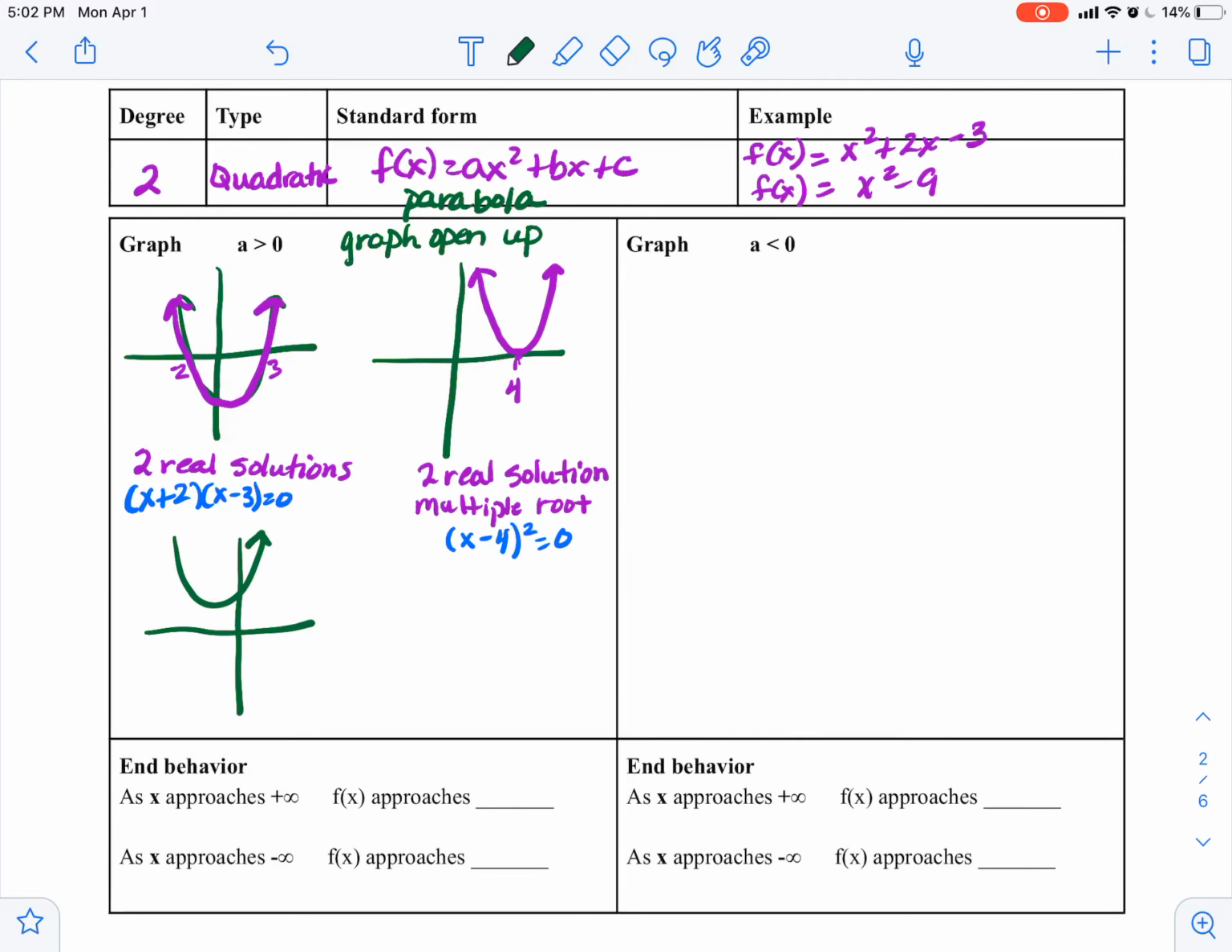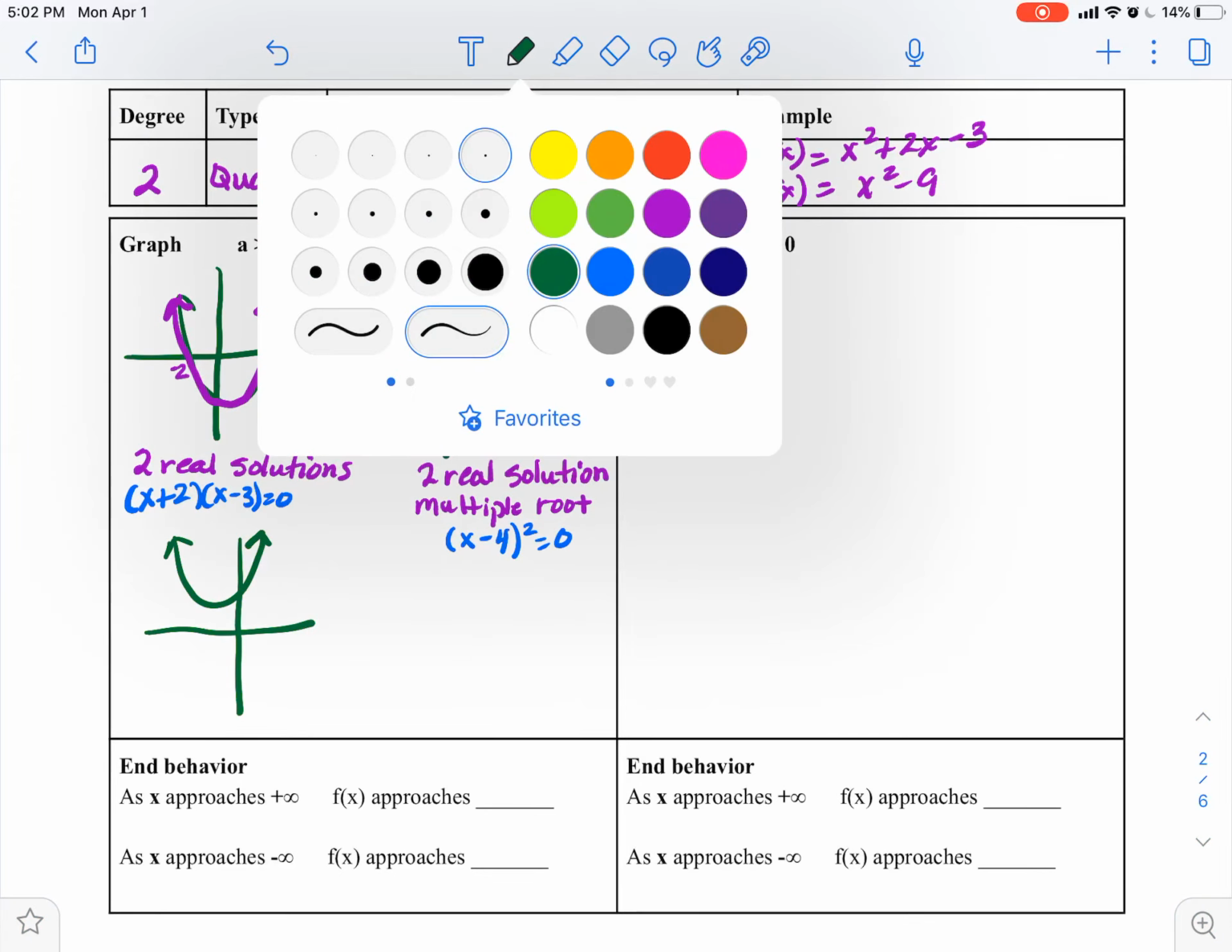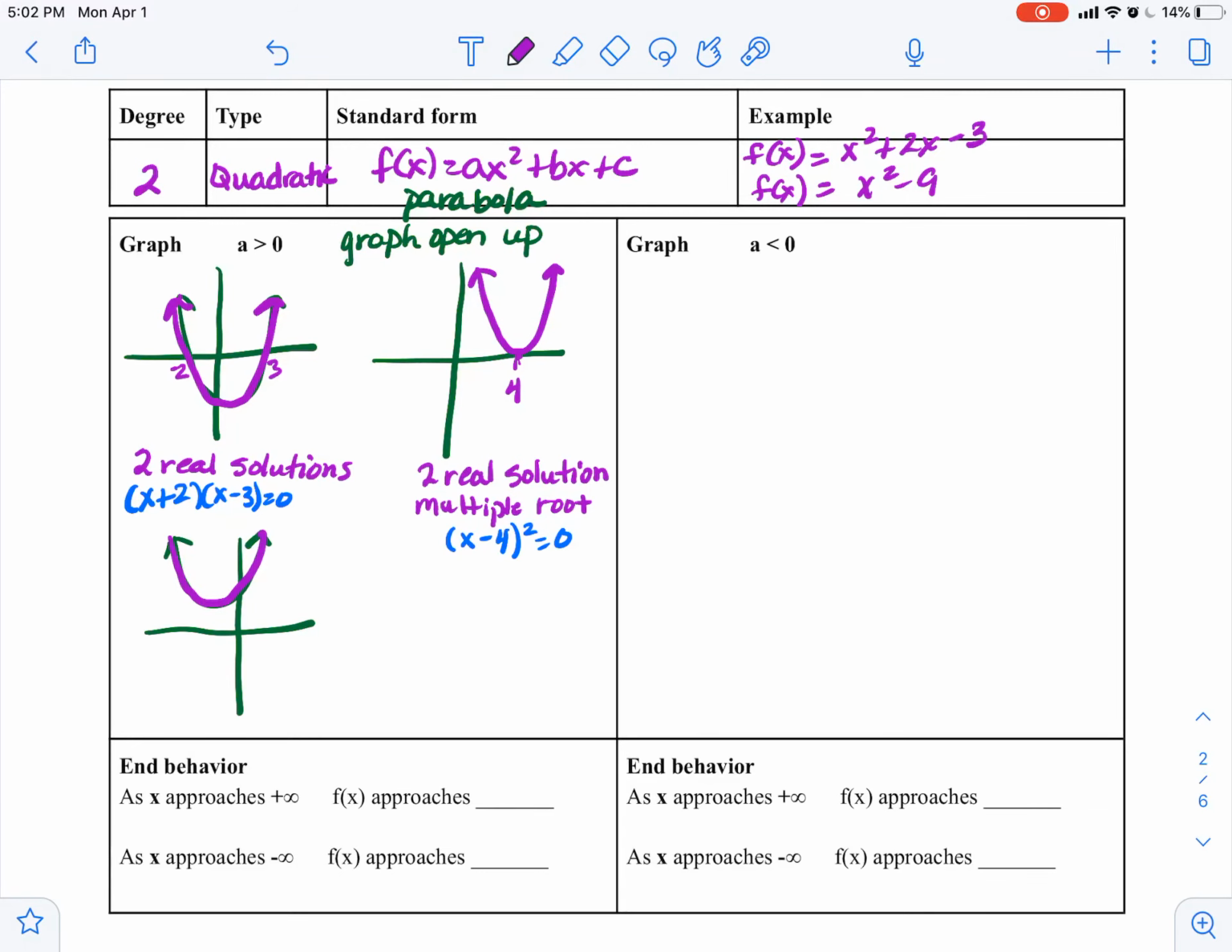Okay, our next one that we're going to look at, again, is what happens if it's up above. Now, again, it could be anywhere up above, but it's up above. A being greater than 0, so it's up above, opens up. And in this case, we would say this has no real solutions. What that means is that when you solve it, you're going to get imaginary numbers, or what we'd say complex numbers. Okay, so no real solution.